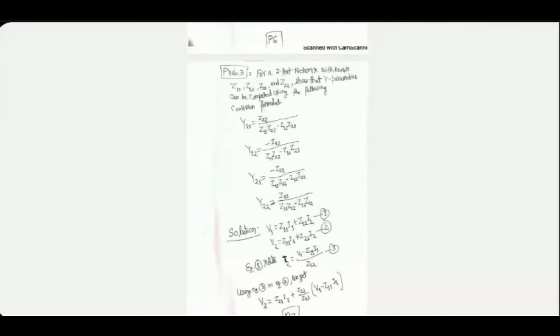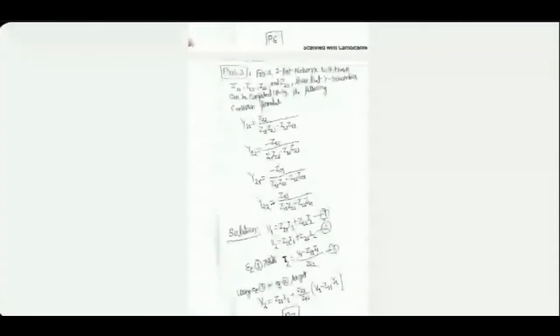Okay. Now they want formulas for Y parameters. So somehow you have to reshape equations 1 and 2 into a form where V1 and V2 become the independent variables and I1 and I2 become the dependent variables. That's the challenge. I'm sure there is more than one way of doing that.